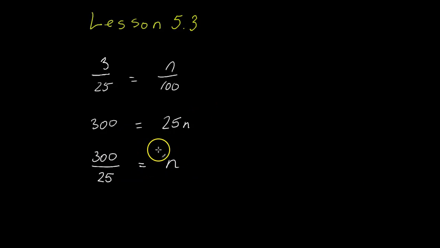So 300 divided by 25. This will give us an answer of 12. So n equals 12%. So 3 over 25 expressed as a percentage is 12%.